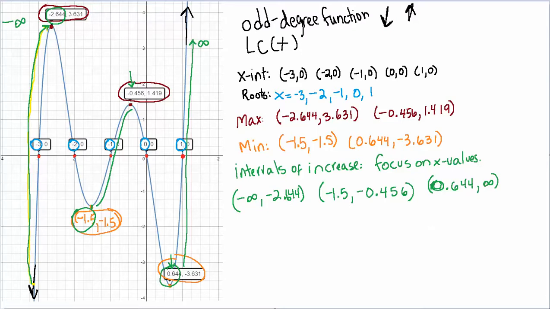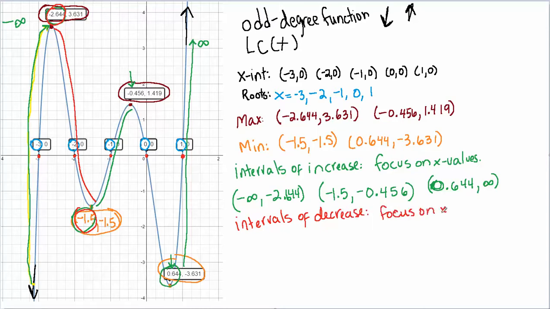So where is the function decreasing? It's increasing over here, but at this point we have a transition. So from this point, the function's going down all the way to this x value again. So, intervals of decrease. Once again, you're going to focus on the x values. So from negative 2.644 until negative 1.5, the function is decreasing.